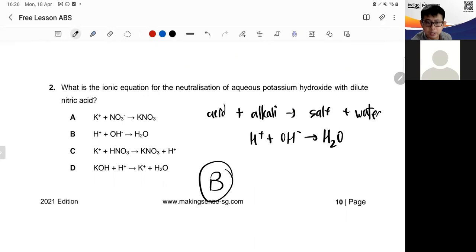But of course, the disclaimer here is this only works for acid and alkali because of certain solubility conditions that they have. Because if it is acid plus base, and the base is not soluble in water, this doesn't work anymore. The ionic equation will be a totally different thing. So please be very careful.